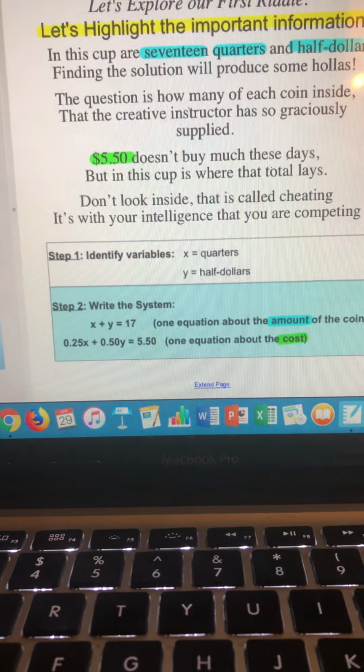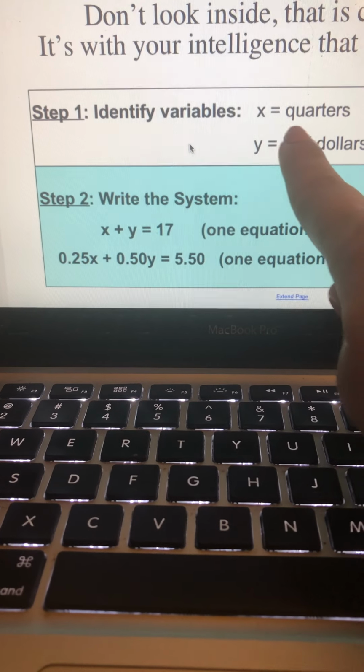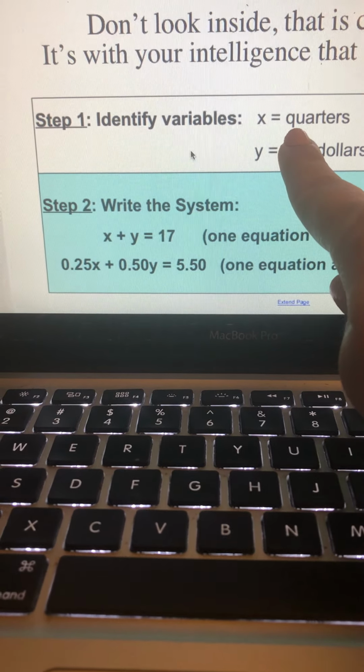The second equation is about the cost. So since I made X quarters, and I know that quarters are 25 cents each, I put 0.25 in front of the X for quarters, plus 0.50 because why are my half dollars? And a half dollar is worth 50 cents.